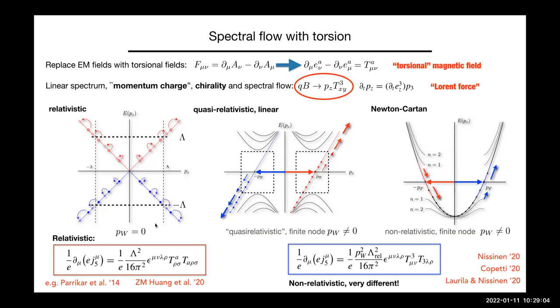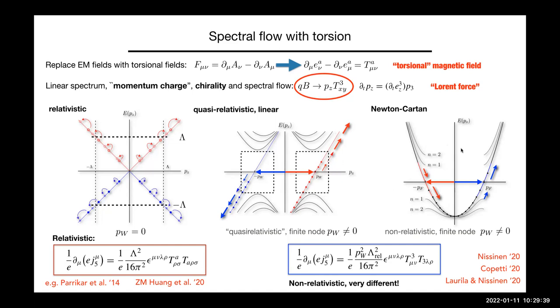But of course, that's not what happens in reality, but rather there's a counterterm which can cancel this whole spectral flow. But on the other hand, if I now take non-relativistic systems, I should take into account the finite node momentum, which makes the spectral flow different. But now this spectral flow looks much, much more like the spectral flow with, say, axial gauge fields.